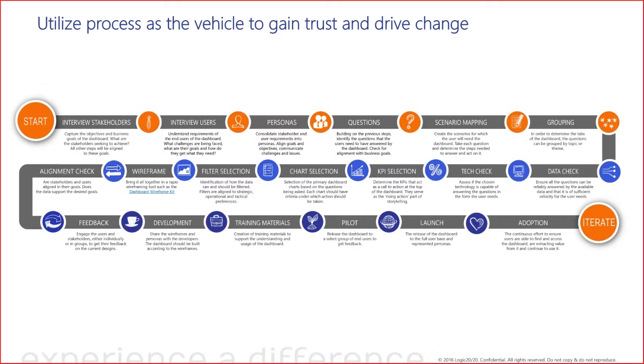We use the wireframe then to do an alignment check with the stakeholders and users. We do a quick sanity check. Are the wireframes aligned to your goals? The goals we defined at the start of this process. Does it make sense? This is where we can start to iterate a little bit.